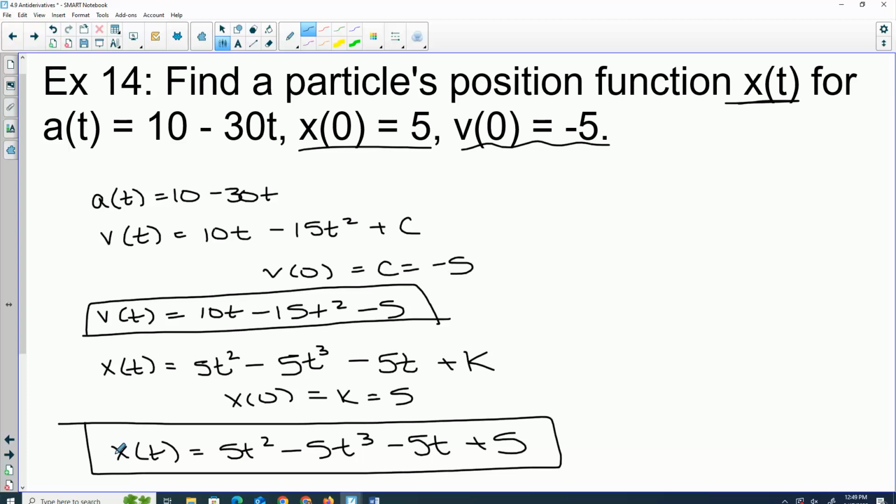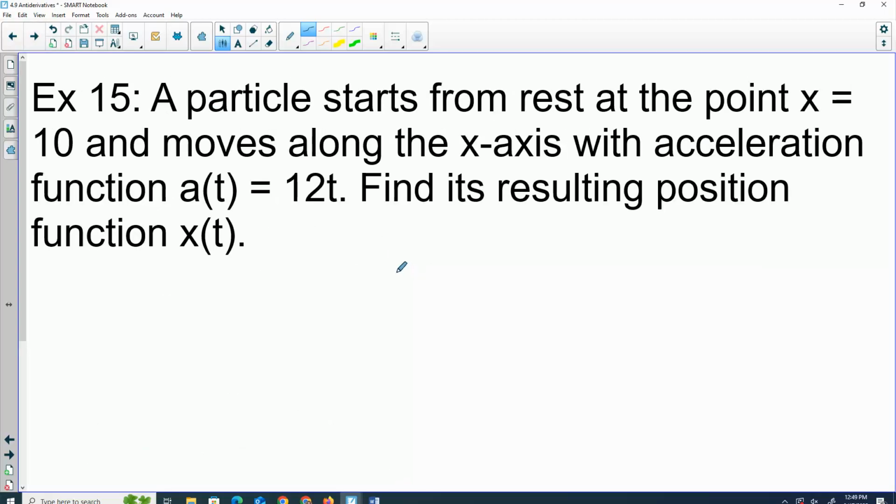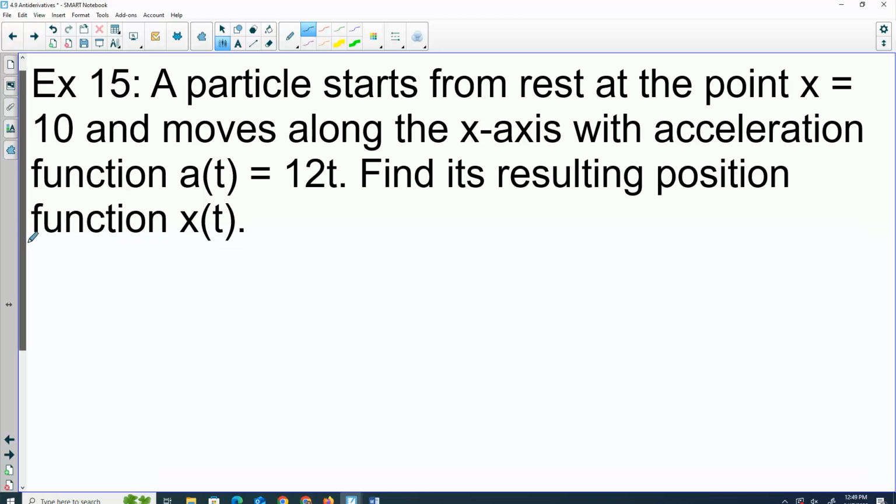Any questions on that one? No, I'm pretty good. Let's take a look at this one. A particle starts from rest at the point x equals 10 and moves along the x-axis with an acceleration of 12t. Find the position function.